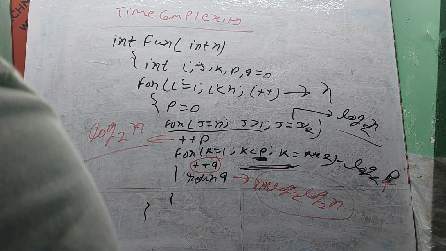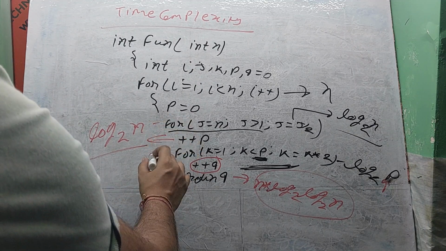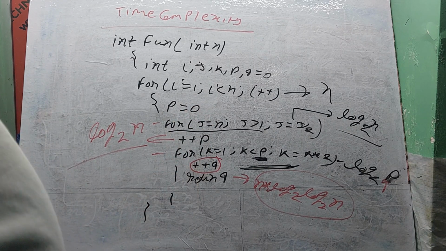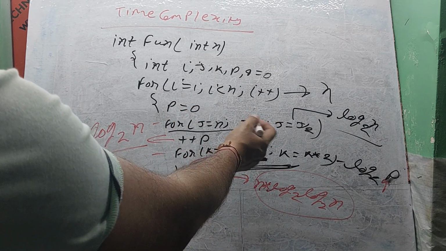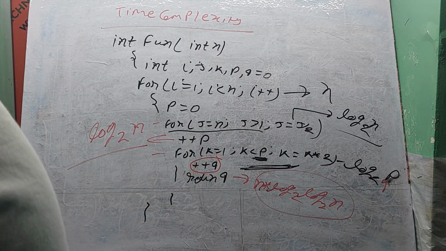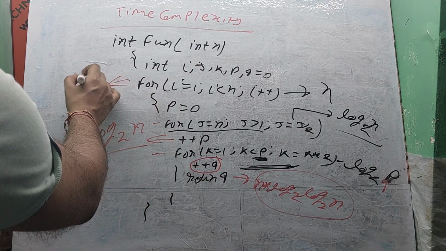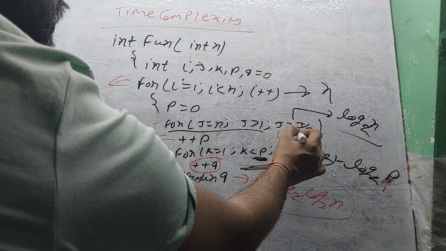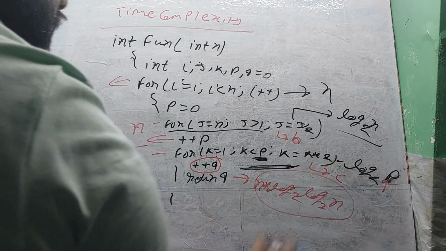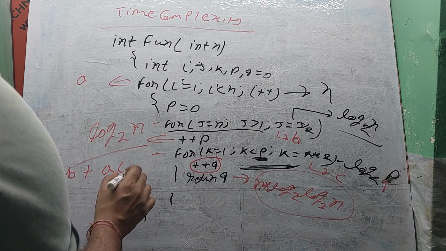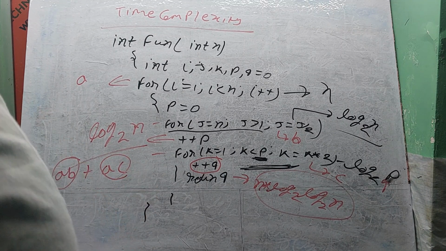Now time complexity. Look, this for loop and this for loop are not related, because for each p value, for each j value, this for loop is not executing each and every time. So what will be the time complexity? If the time complexity of this for loop is a, and this one is b, and this is c, then the overall time complexity will be a b plus a c. Whichever is the highest, we will select that.